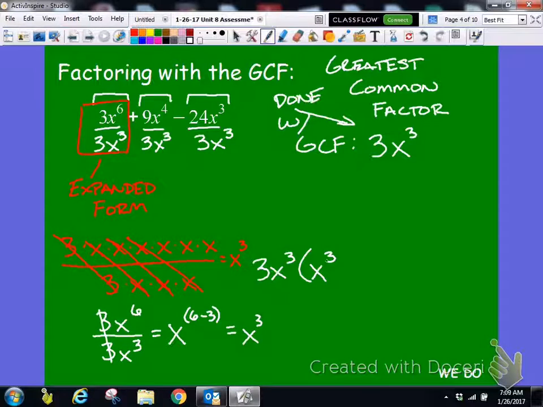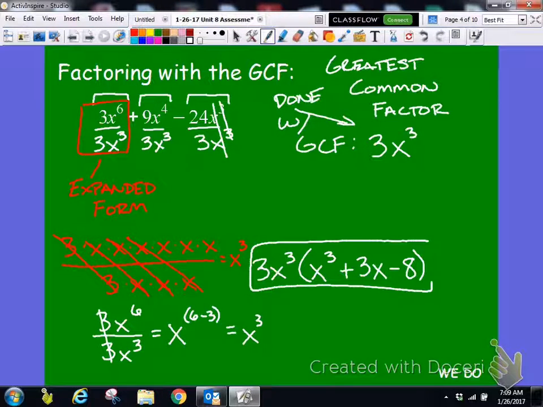I continue that same process for the next two terms. I put my plus sign. 9 divided by 3 is 3. X to the fourth divided by x to the third. I take the 4, subtract the 3, and I get x to the first, so just x. And then my minus sign. 24 divided by 3 is 8. And x to the third divided by x to the third cancels completely. So I am complete.